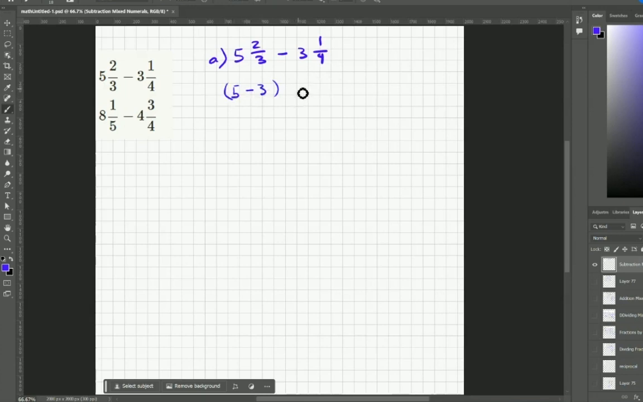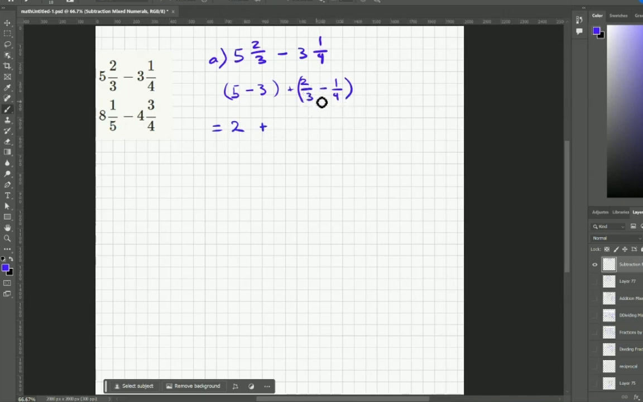yeah? And then we have plus 2/3 minus 1/4. So kind of group them together. Obviously this side here is pretty easy to solve. It's just 2. We're only worried about this group here. And when we're doing that, we're going to be thinking, oh, I need to convert them over to a common denominator. So this is going to be equal to 2 plus, what's the lowest common denominator between these two?